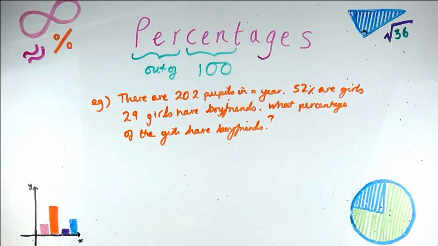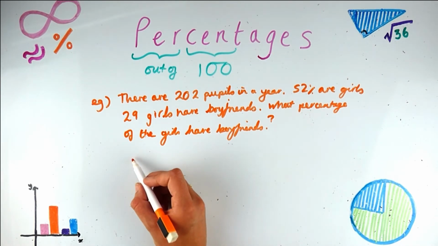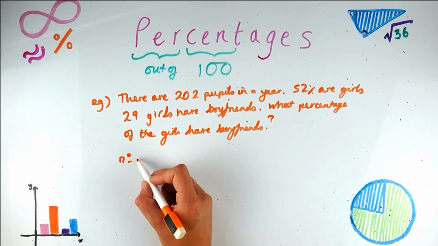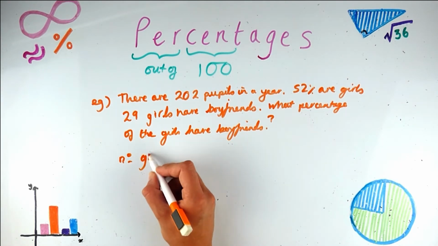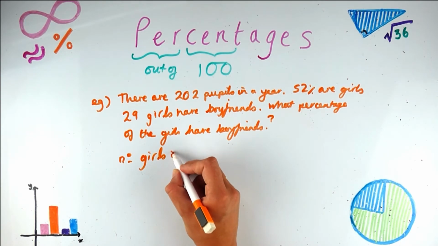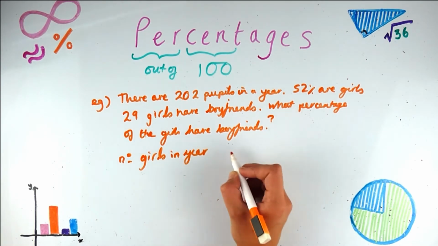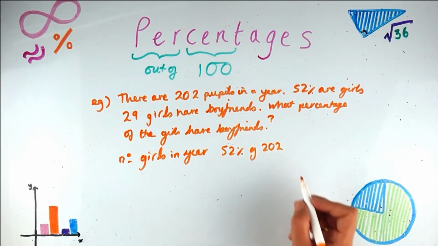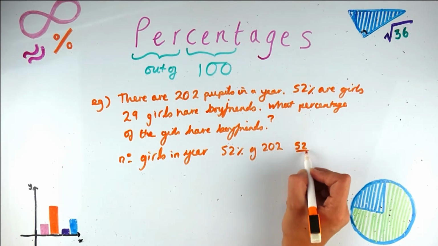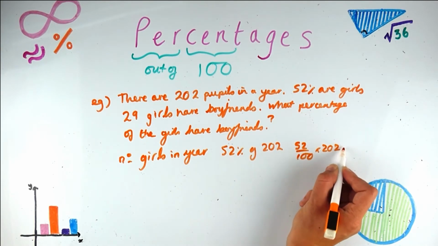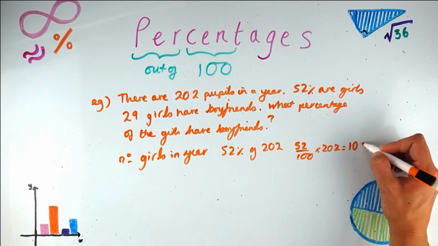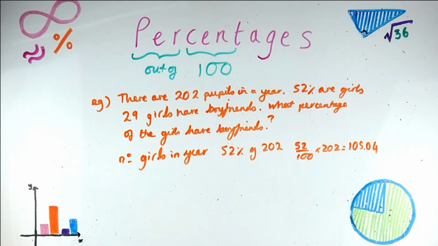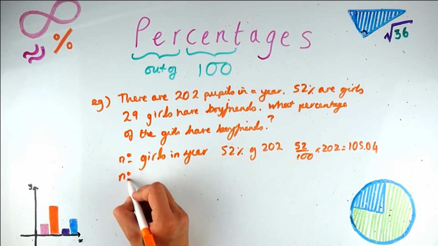Okay, so we start with, we want to find out how many girls are in the year. So we've got the number of girls in the year. So 52% of 202. So this is type 1 at the moment, which was 52 over 100 times 202. That's 105.04.